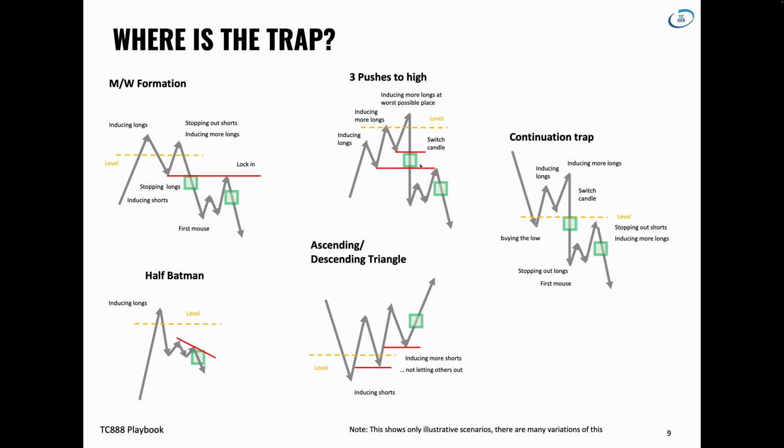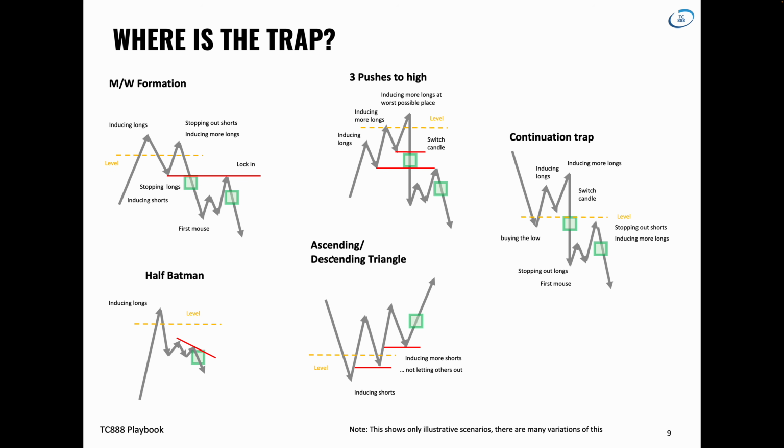Important is that you spot the pattern. Sometimes you get a half Batman, meaning it pushes out of New York. That's my parabolic reversal situation. So it's a very strong move out of New York, hitting a level, and then they immediately lock it in and trap those breakout traders. And then they just grind away from it, for example.